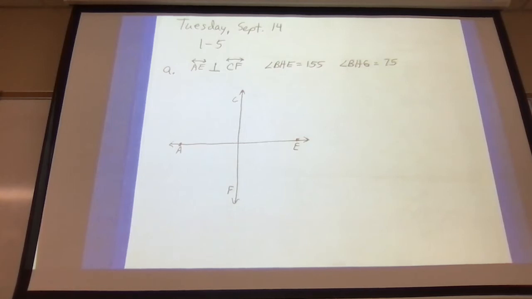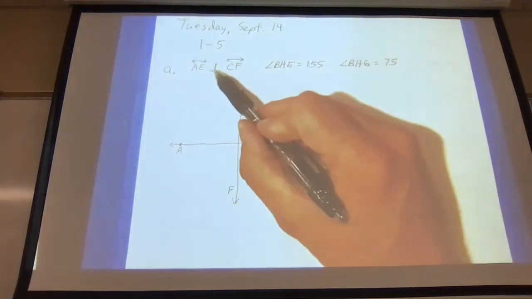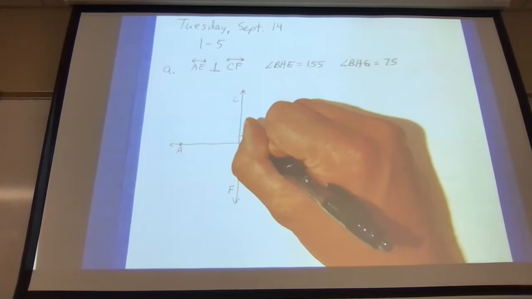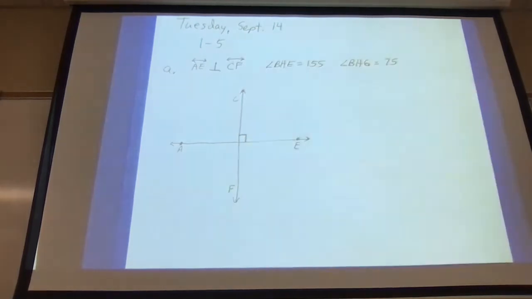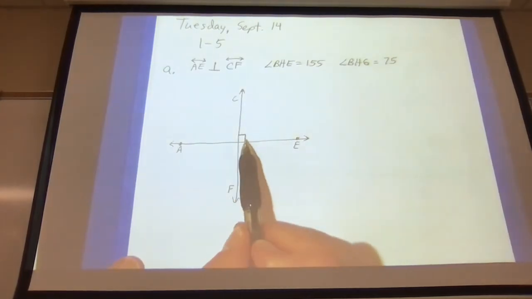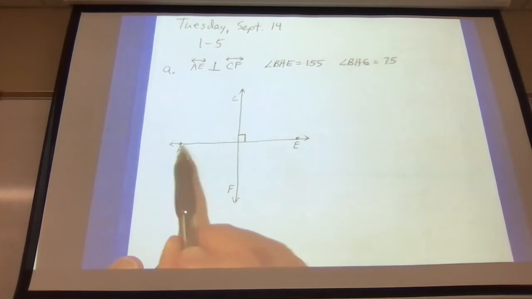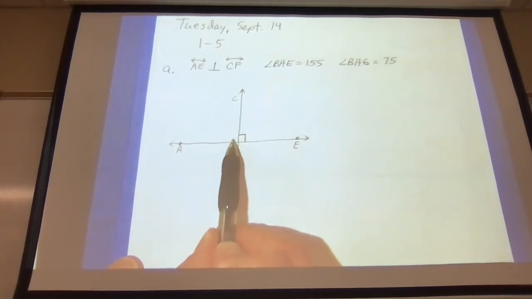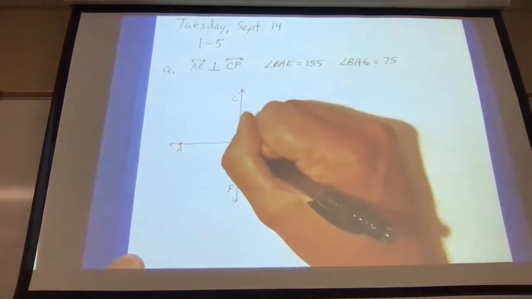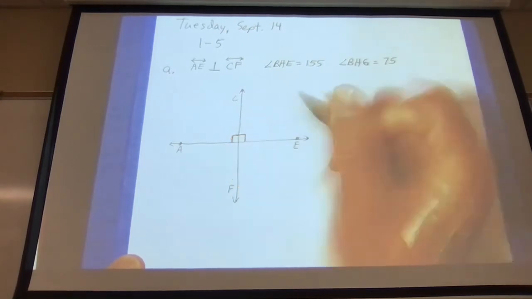What else do we know about them? Perpendicular. They're perpendicular. That means they're going to form a right angle. So I'm going to put a right angle in there. Now, if you wanted to, you could go a little bit further. If this one's a right angle and these two make a straight line, what's this one got to be? It's got to be a right angle. So if you wanted to, you could put a box there.